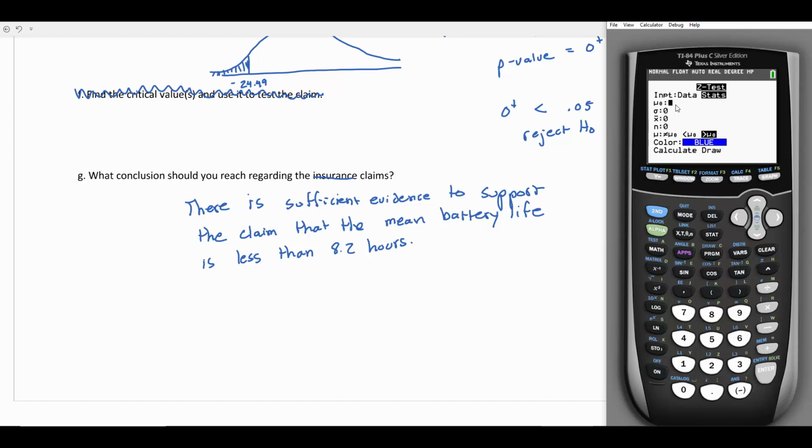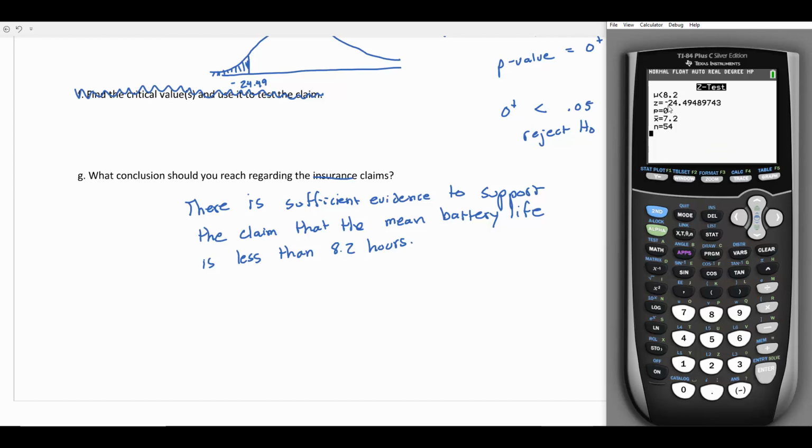Remember, we listed those at the beginning of the problem. The null hypothesis, or the assumed population mean, was 8.2. The standard deviation was 0.3. The sample mean, what we got from our data, was 7.2. And our sample size was 54. And we are doing a left tail test. We'll go ahead and hit calculate, and hopefully we got all the same results here, and we certainly did.